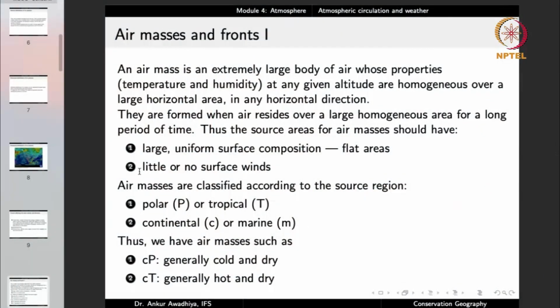The second characteristic is that there should be little or no surface winds, because if there were surface winds, then in that case the properties of the air from one place to another will vary, and in that case we will not call it an air mass. So when we are talking about air masses, we are talking about very large parcels of air that are roughly homogeneous everywhere. And so now we can talk about their interactions.